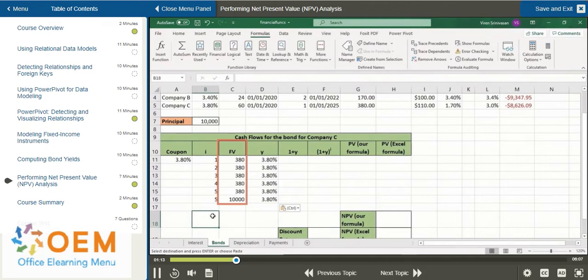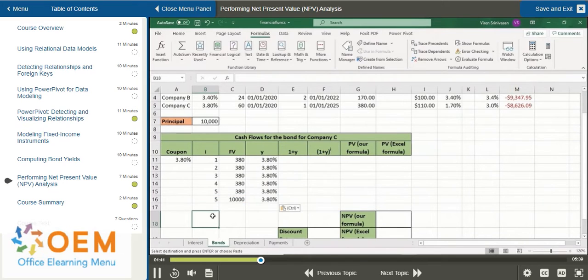In column C, we see the future values of each of these cash flows. So column C contains the dollar amounts that we are going to receive at the end of the years contained in column B. Each of the years 1 through 5 will see us receive the coupon payment. The coupon payment is 3.8% of the principal, so that's $380. At the end of the 5th year, we also get back the principal of $10,000.